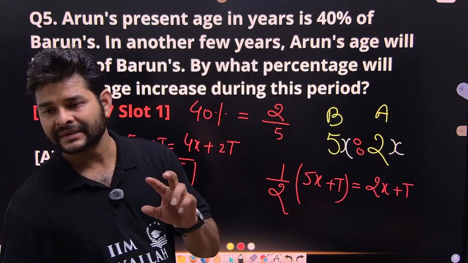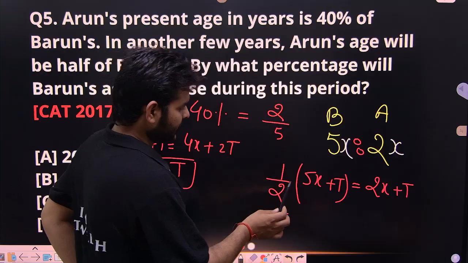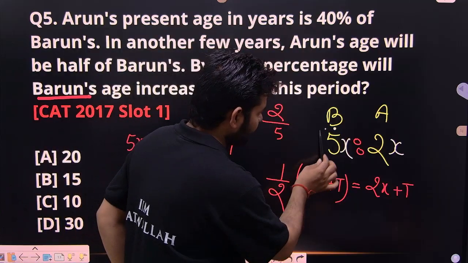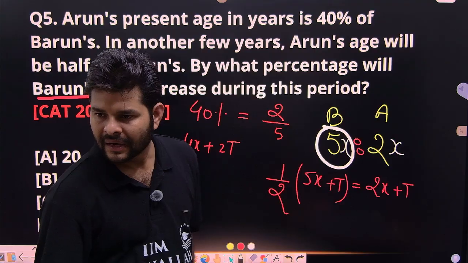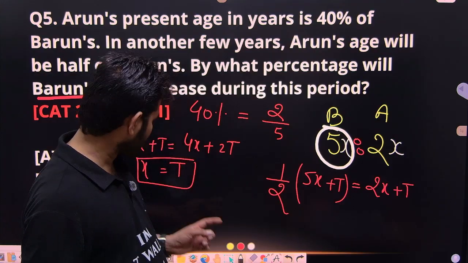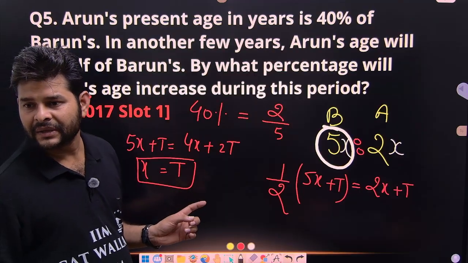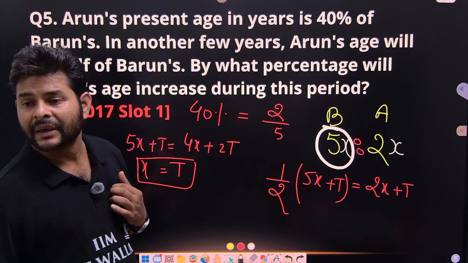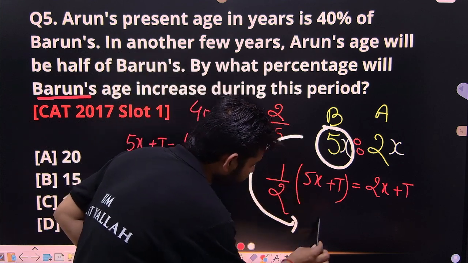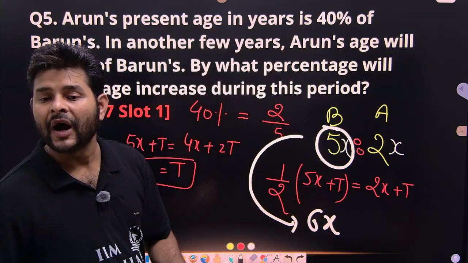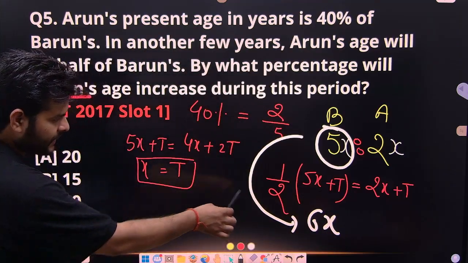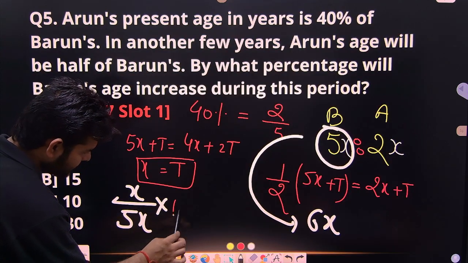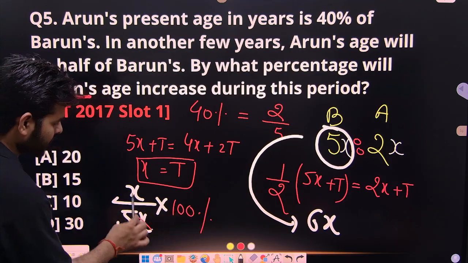Basically, we have been asked about Barun. Currently Barun's age is 5x. After t years, with t equal to x, that would be 6x. So how much percent increase? There is an increase of 1 on 5x. Then how much increase on 100? That would be 20%.